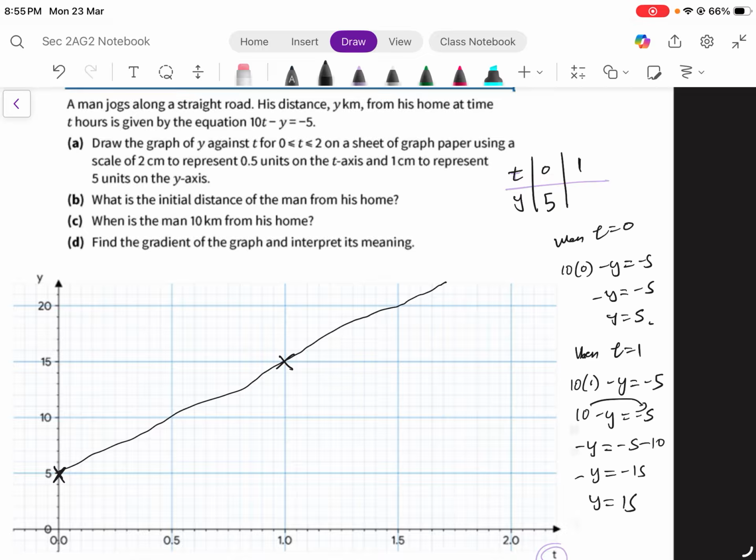Okay, so please use a ruler, don't follow me. Alright, I just cannot use a ruler on OneNote.